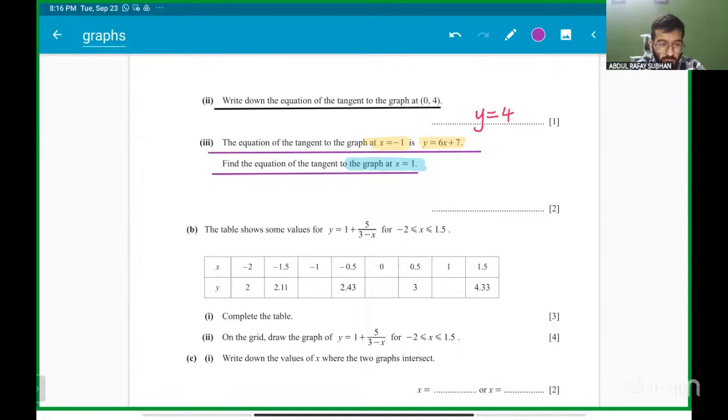How will we do part 3? How do we do the tangent for this one? Anyone? Think about it. How will you do this? Think about part 2 and part 3. Did you understand? If not, then we will discuss it further.